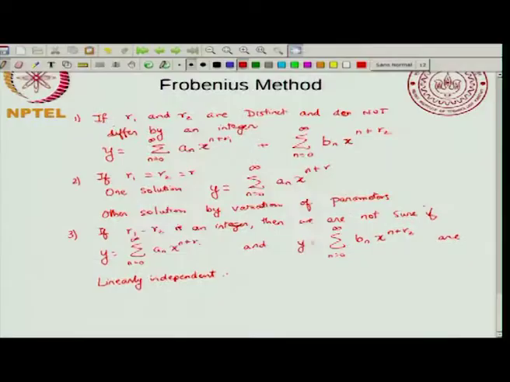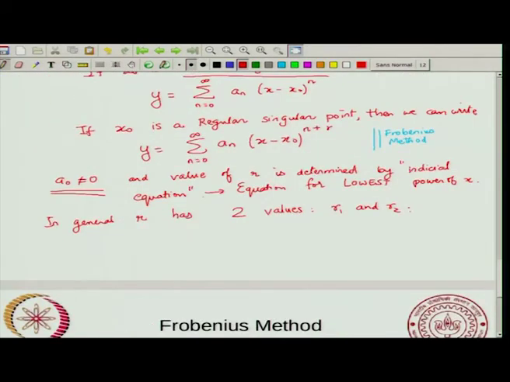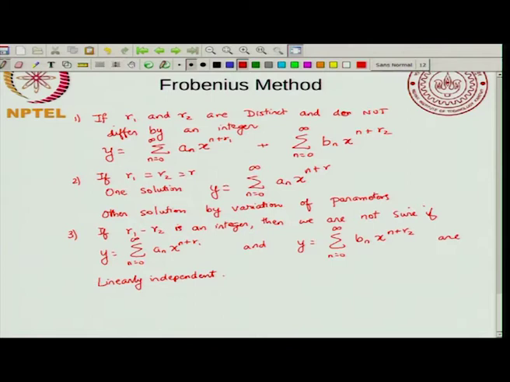I made one assumption here, which I should mention explicitly. I have illustrated the Frobenius method for x0 equal to 0. You can do it at any other point; then instead of x raised to n plus r1, I will have x minus x0 raised to n plus r1. So I am just illustrating this part of the Frobenius method for x0 equal to 0.